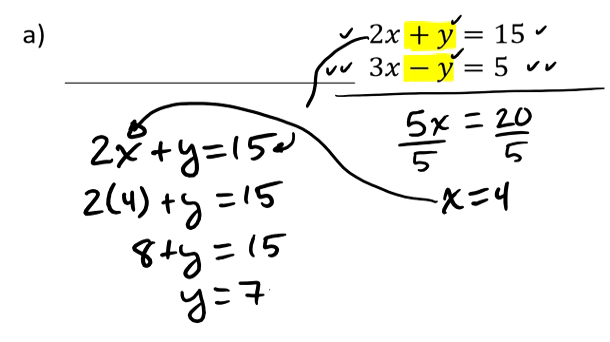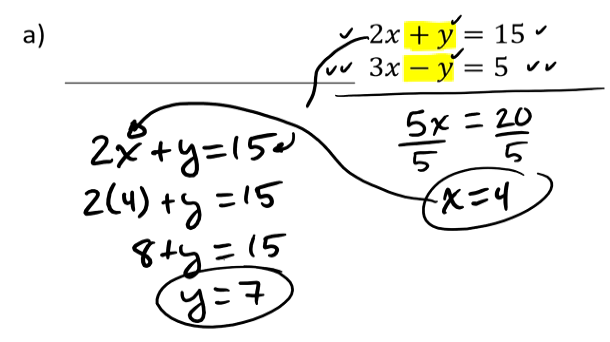So you can see we know what x is, we know what y is, so our solution is the point x equals 4, y equals 7. So the solution point is 4, 7. That is the point that will make both of those equations true simultaneously.